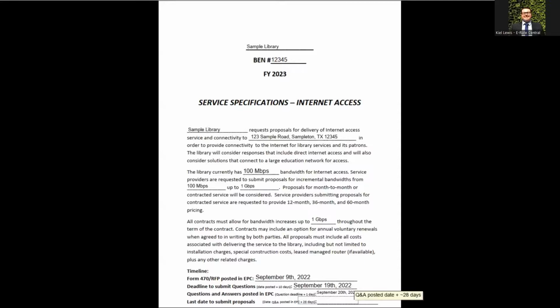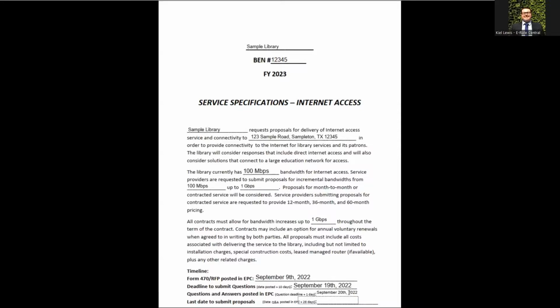And this is part of the reason why filing early in the year is very useful, because it allows for a longer timeline during which questions can be asked and answered, and that information then can be reflected on the Form 470, giving service providers time to provide proposals based on that information in a fair and open way.